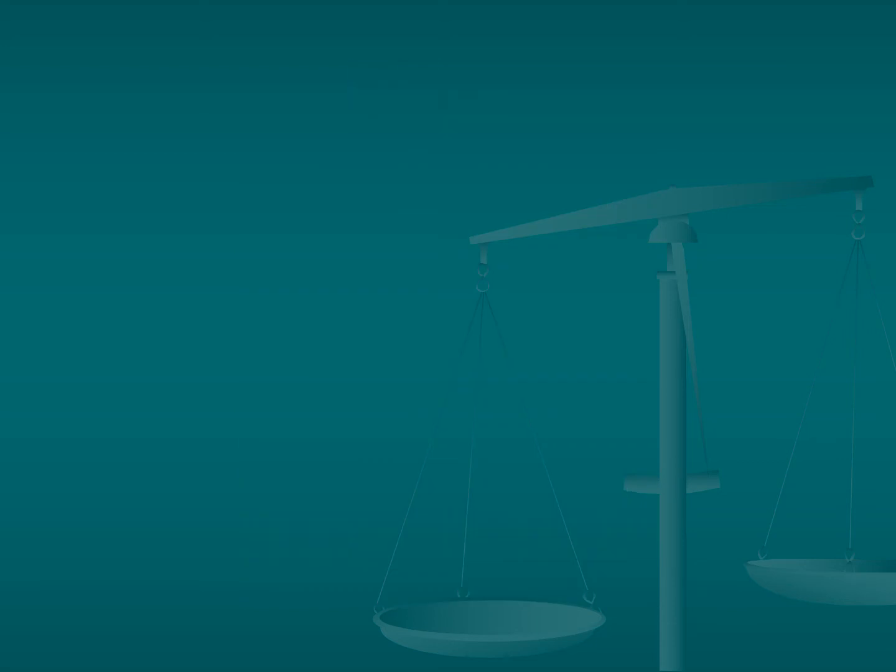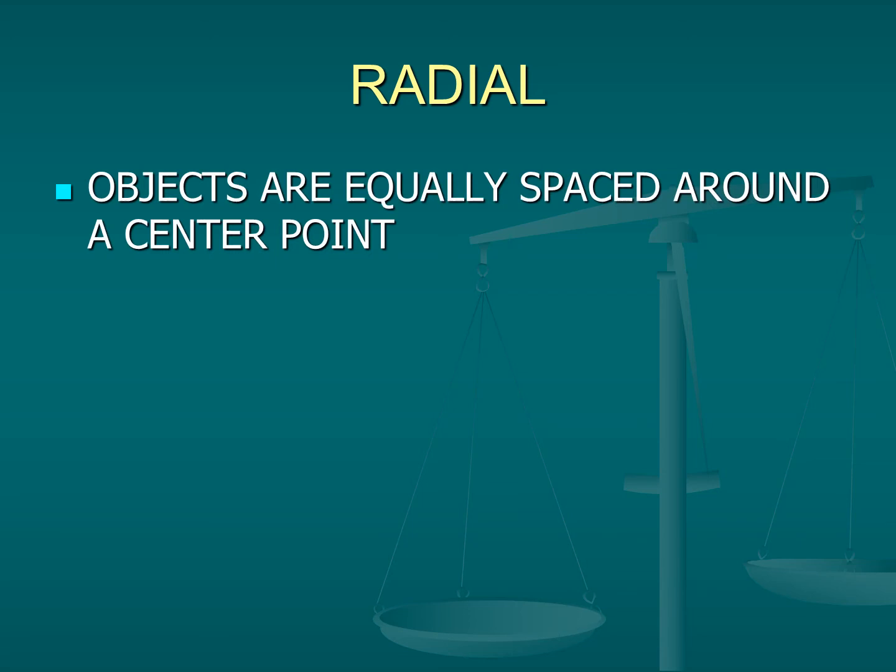And next we have radial balance, which is where objects are equally spaced around a center point. So in other words, you think about something being in the center, and everything around it, radial meaning like a circle, is spaced equally from it. So think round.